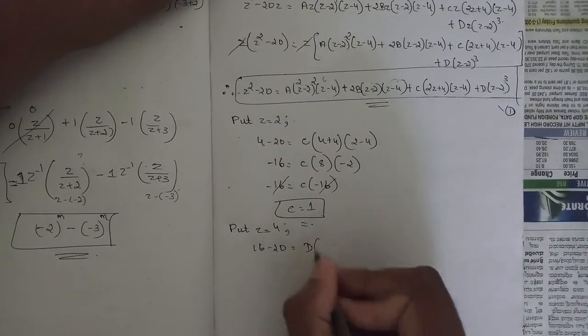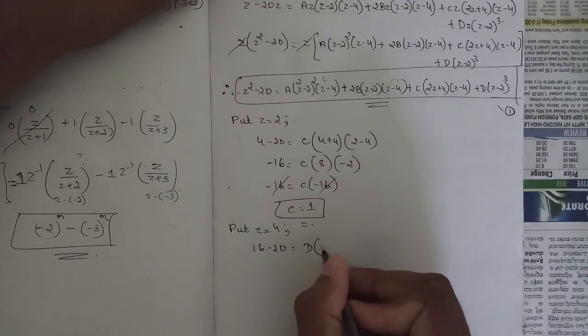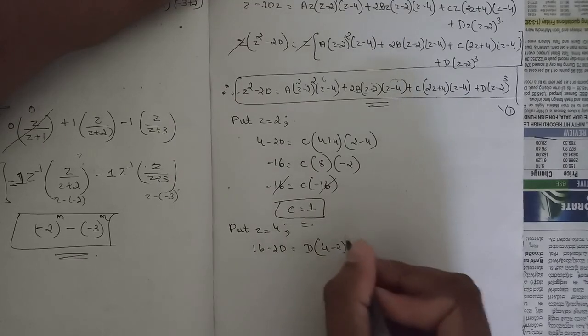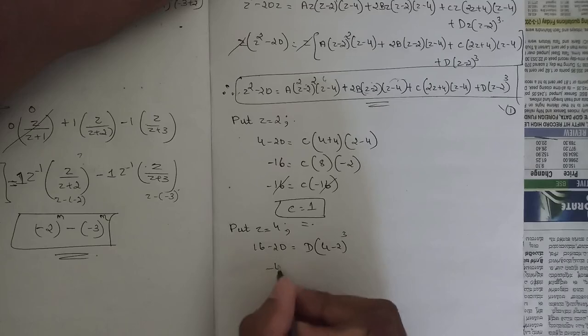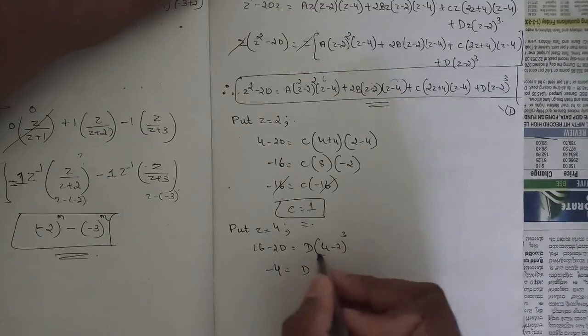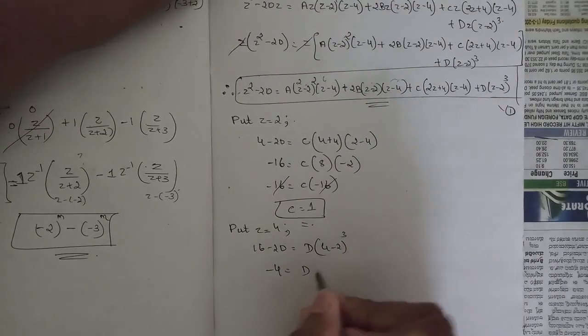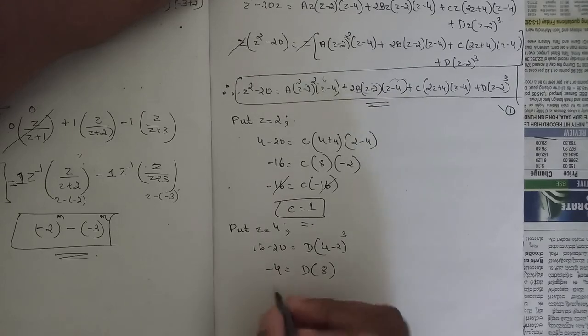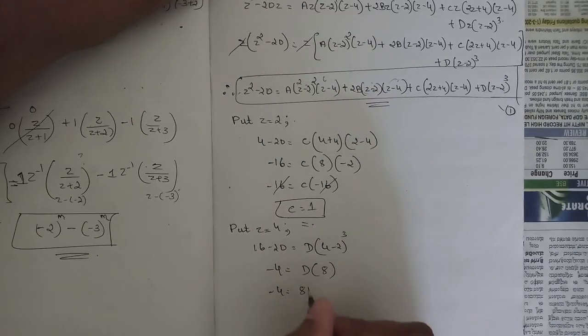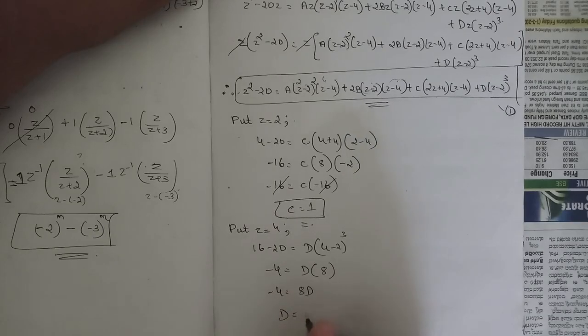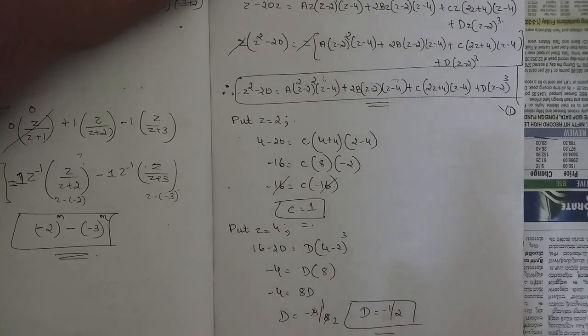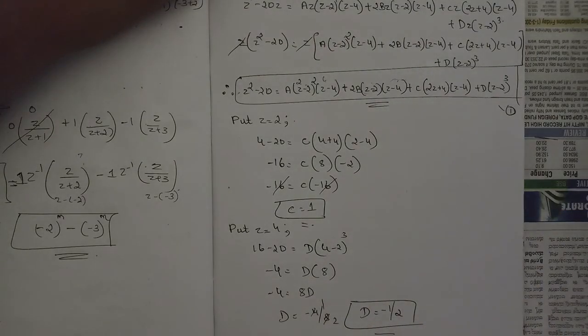So the D term left is D into 4 minus 2 whole cube. 16 minus 20 is minus 4. D into 4 minus 2 is 2, 2 cube is 8. So minus 4 equal to 8D, therefore D equal to minus 4 by 8, 4 1s are 4, 4 2s are 8, therefore D equal to minus 1 by 2. So now we found the values for C and D. Let's find the values for A and B by comparing the coefficients.